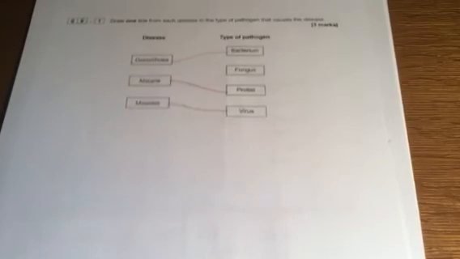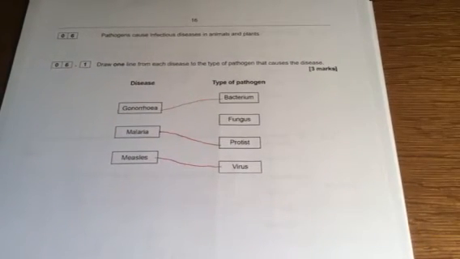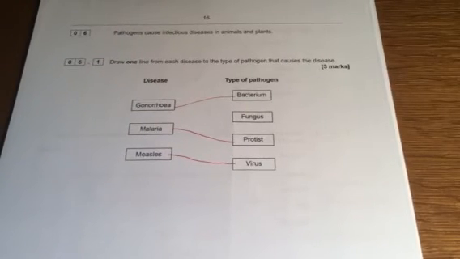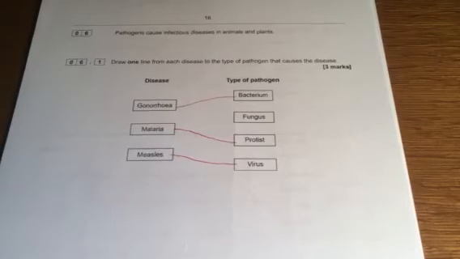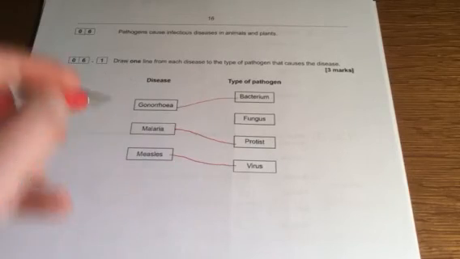That was question 5, so we're now on to question 6. Okay. Pathogens cause infectious disease in animals and in plants. Draw one line from each disease to the type of pathogen that causes the disease. You really, really need to get some cue cards with these on. They need to be learnt, okay?